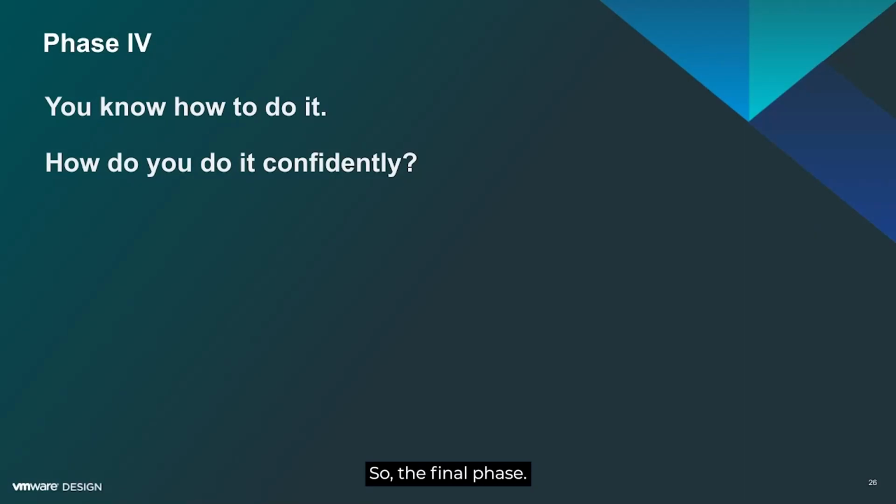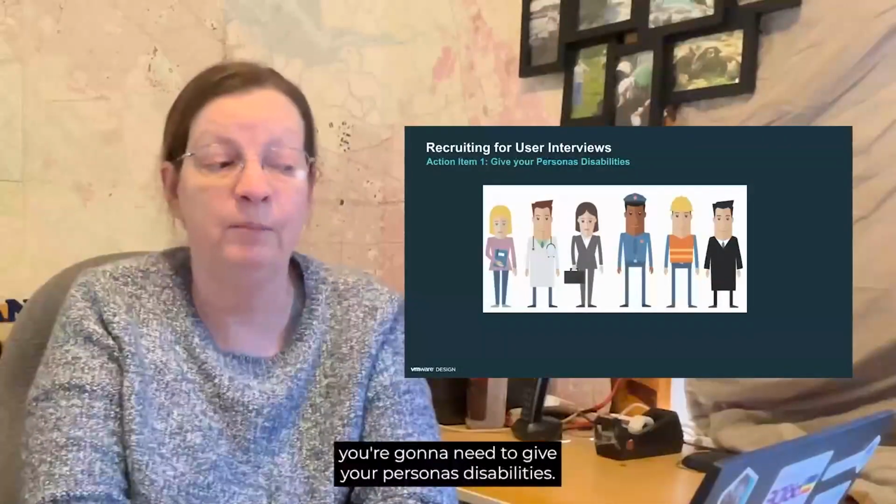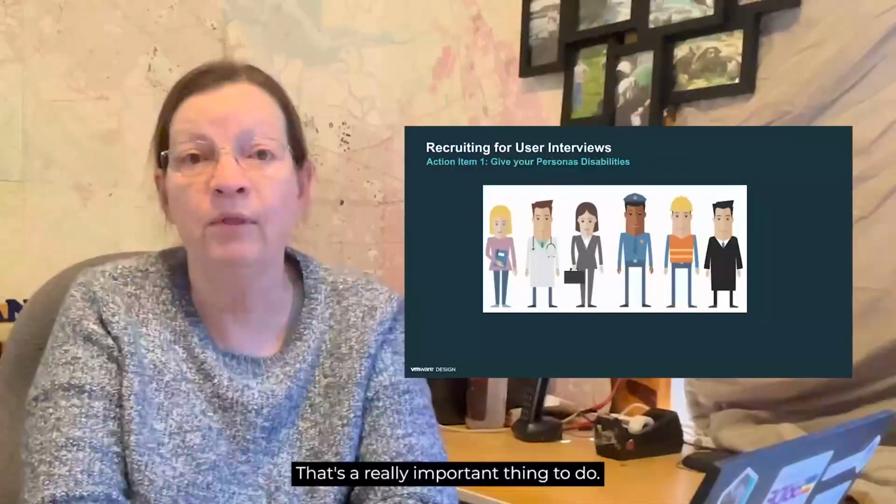Okay, so the final phase. You know how to do it. How do you do it confidently? So first of all, you're going to need to give your personas disabilities. That's a really important thing to do.